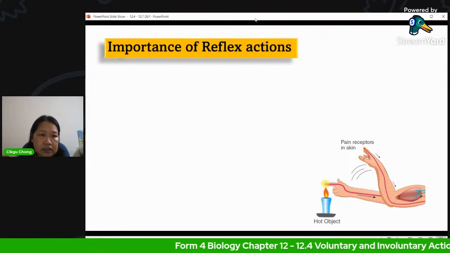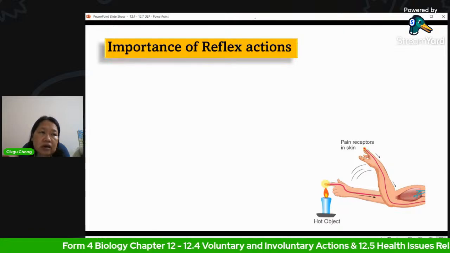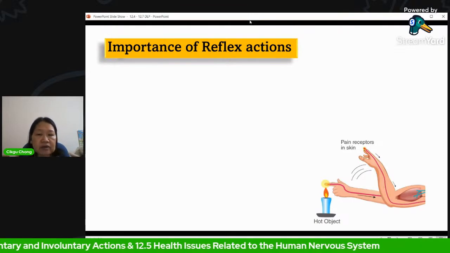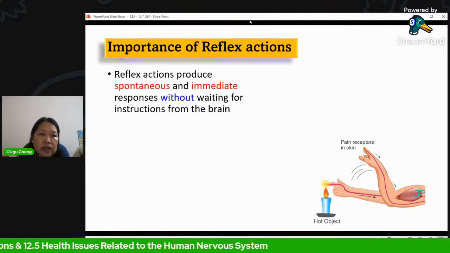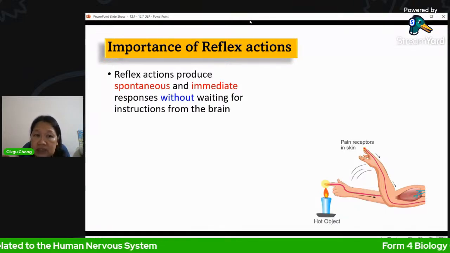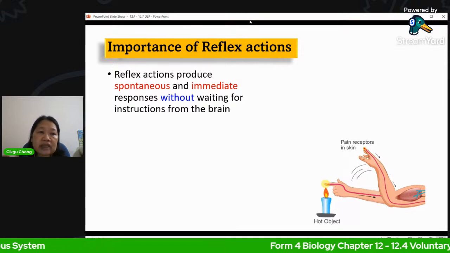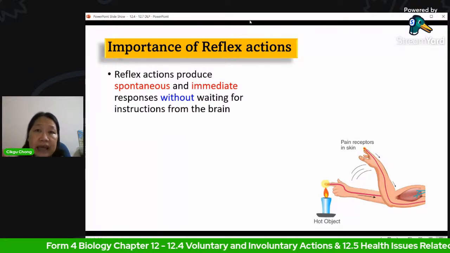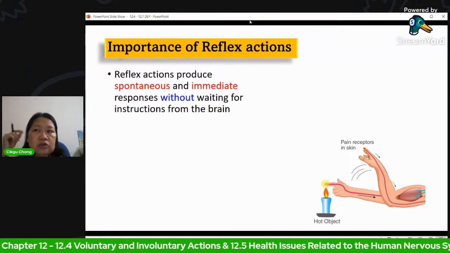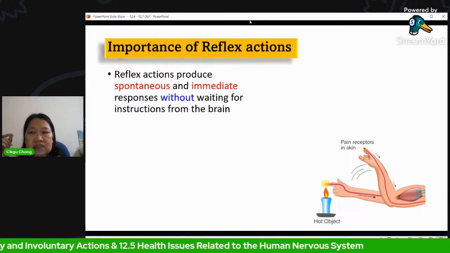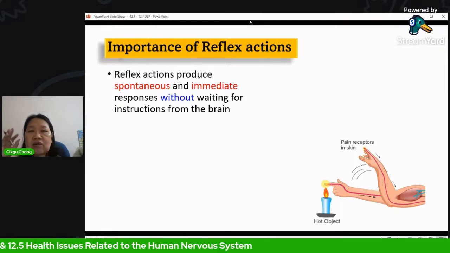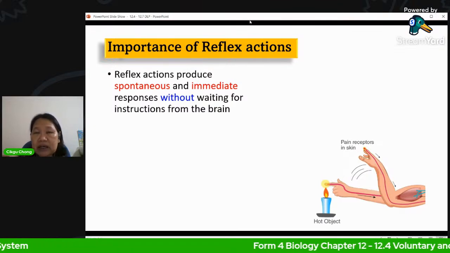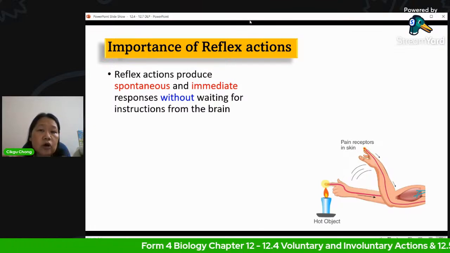What is the importance of reflex action? Why do we need the reflex action? You should guess by now, right? You immediately pull your finger back because you want to avoid further injury. Reflex actions function to produce spontaneous and immediate responses without waiting for instructions from the brain. Because if you need to wait for instructions from the brain, it will be a split-second delay. It will be slower, because your brain needs to process information and think, oh, this is hot, so I better remove my hand. Imagine all these milliseconds that lapse. There will be a delay in your response.